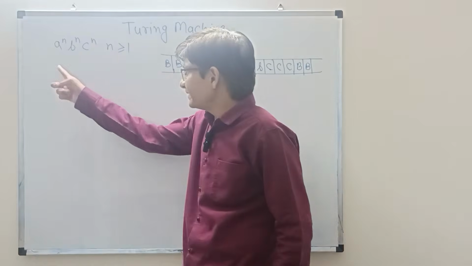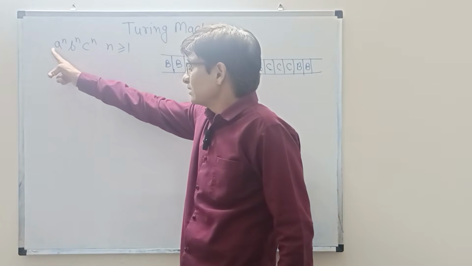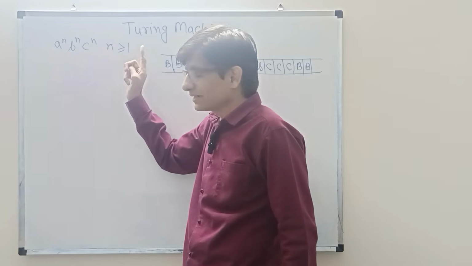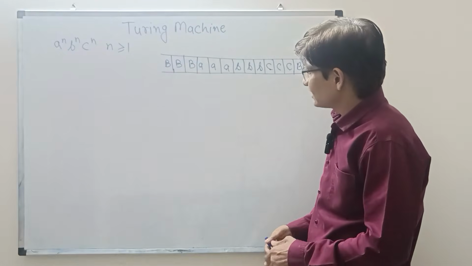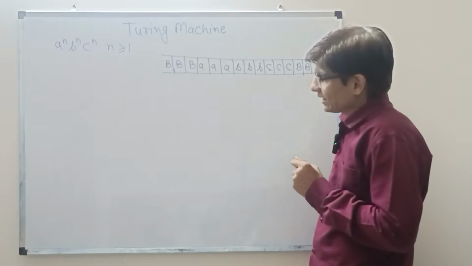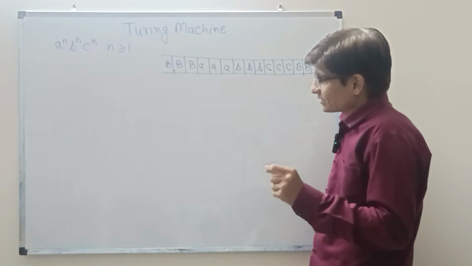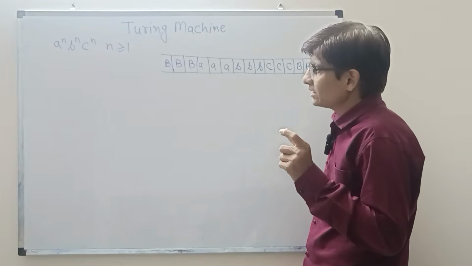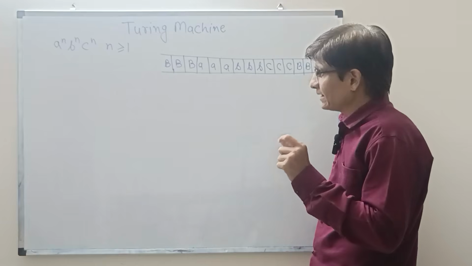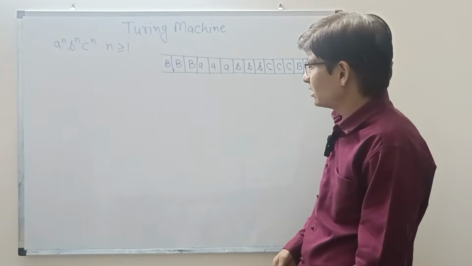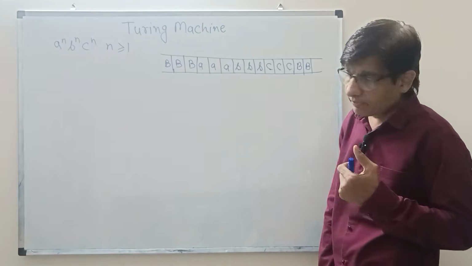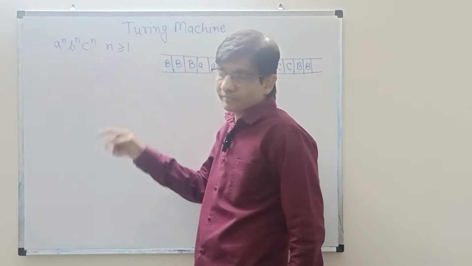The language I have mentioned here is a to the power n, b to the power n, c to the power n, where n is greater than or equal to 1. As you know, friends, in this particular language you need to make sure the occurrences of all three symbols are the same. So the same number of occurrences of a, b and c. It will not accept epsilon because the minimum value of n is 1.